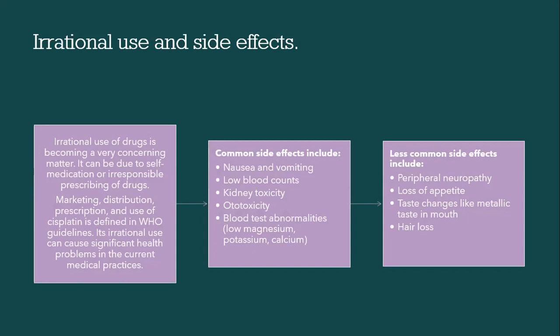Side effects caused by cisplatin can include nausea, vomiting, which is due to destruction of cells of GIT. Other than this, it can also cause ototoxicity due to its effect on cochlea, while other side effects include kidney toxicity, blood test abnormality, loss of appetite, hair loss, peripheral neuropathy, etc.